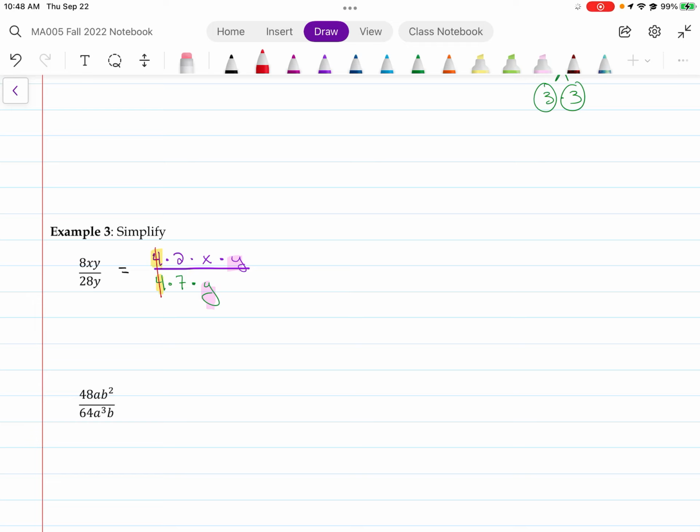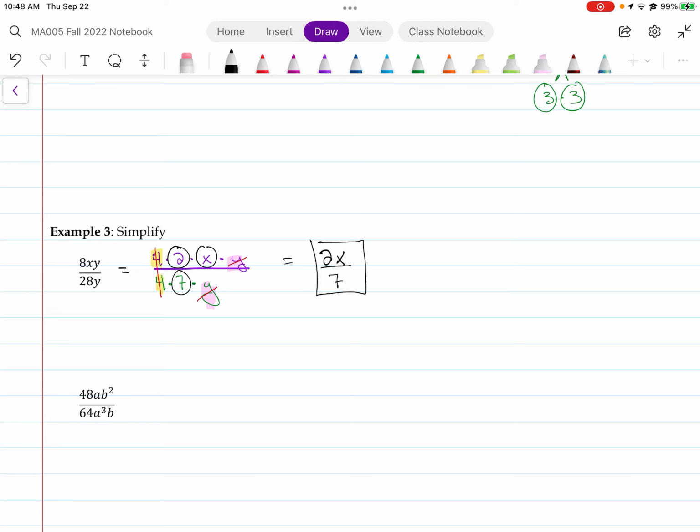So the 4's are going to divide out and the y's are going to divide out. Color coding really does help, I think, too. All right, so on the top, what do I have left? If it helps you to circle the things you have left so you don't miss them, I encourage you to do that. 2x over what's left on the bottom is a 7, 2x over 7. So that's your final answer. That's a simplified form of that fraction.